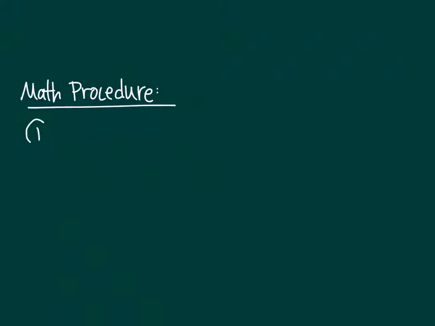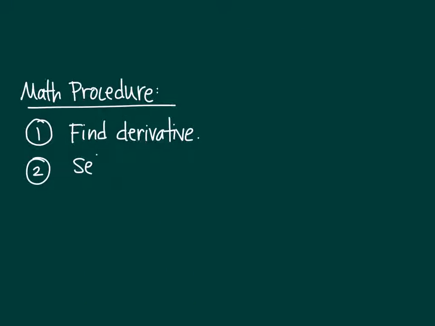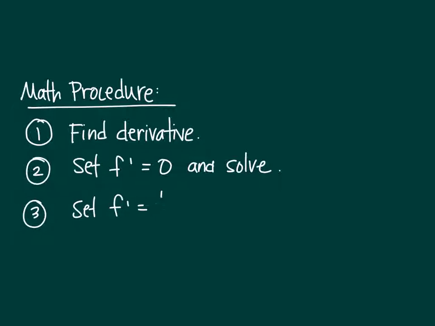All right, first, you're going to find the derivative. Second, you're going to set the derivative, can I write it as f prime? Save myself time. Set f prime equal to 0 and solve. And third, set f prime equal to 1 over 0 and solve.